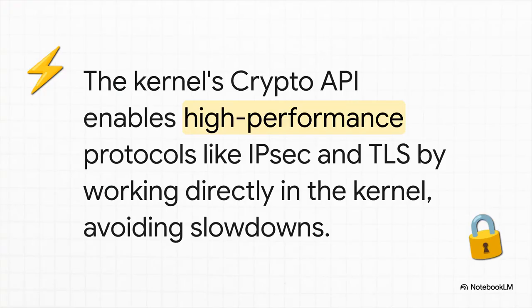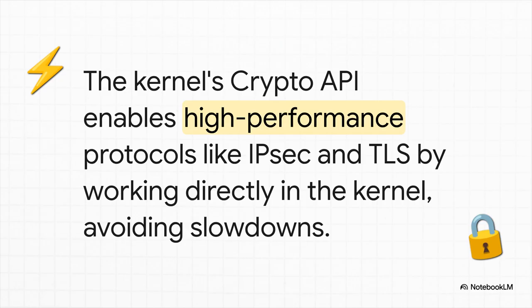And the secret sauce for all this is the kernel's crypto API. Its real advantage is performance. See, it keeps all the heavy lifting for encryption inside the kernel, so it doesn't have to waste time handing data off to other applications in what we call user space. That speed is absolutely crucial for protocols like IPsec and TLS.